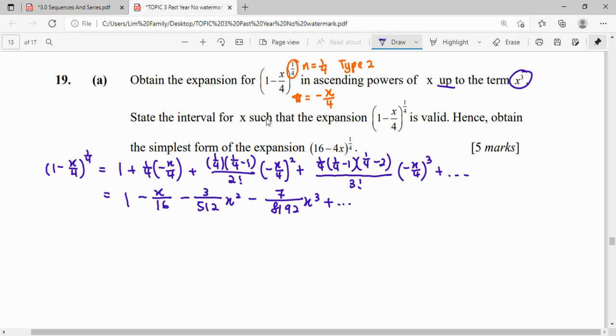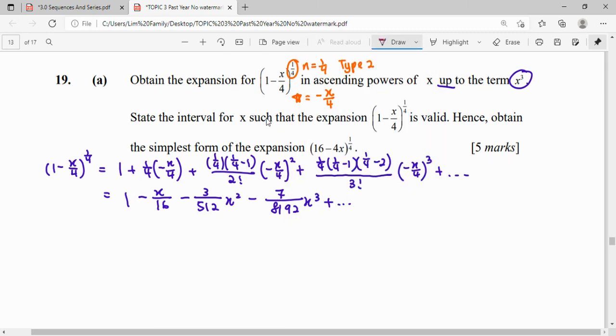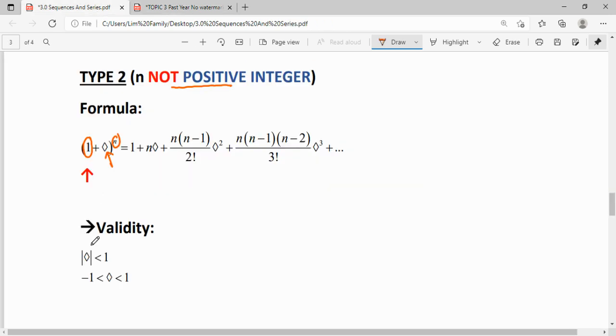So after we finish our expansion here, we are going to continue with our second task. Our second task here, we're going to state the interval of x for which this expansion is valid. This second task is asking about validity. So if you want to find validity, we put in the modulus and less than 1. So when we open the modulus, it will become negative 1 less than the thing we expand, less than 1.